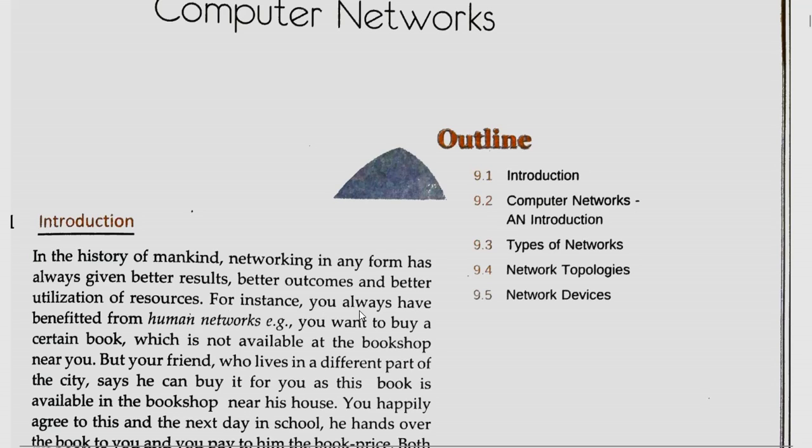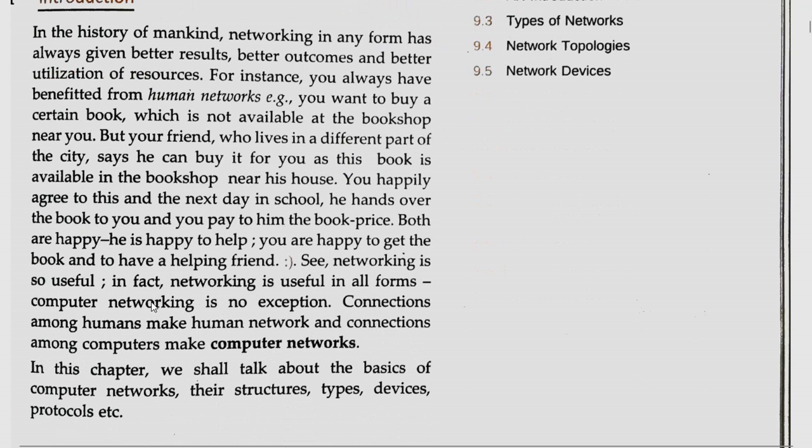How? For example, you want to buy a certain book which is not available at the bookshop near you, but your friend who lives in a different part of the city can buy it for you, as this book is available in the bookshop near his house. You happily agree to this, and the next day in school he hands over the book to you and you pay him the book price. Both are happy. He is happy to help, you are happy to get the book and to have a helping friend. Now you can see in this example the profit of having a network.